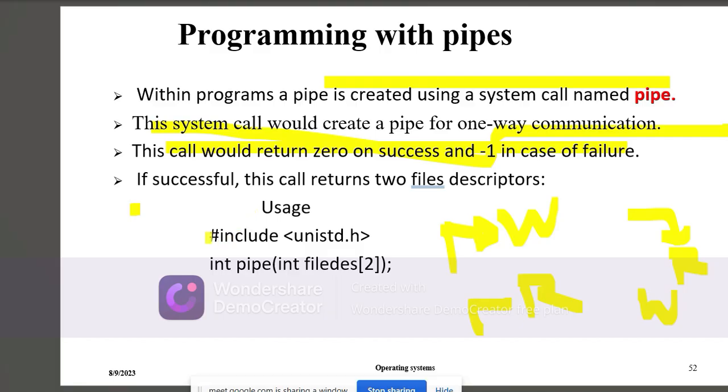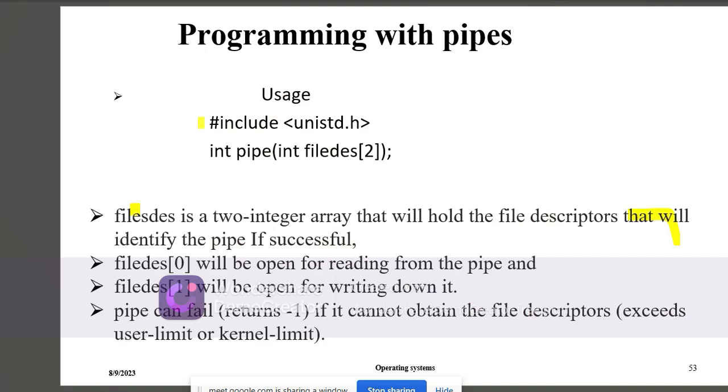So see which header file is required for this communication: unistd.h, and this is the pipe system call. Inside this pipe system call, we are writing a file descriptor of size 2. If it is written as 0, that means what? Successful communication is done. And if the result is -1, that means what? It is a failure of the system call. This is the implementation using the pipe system call.